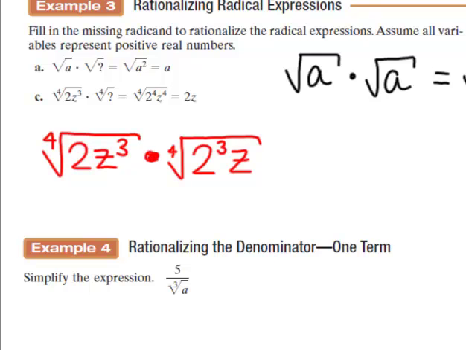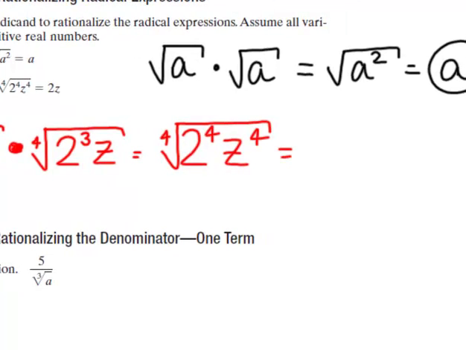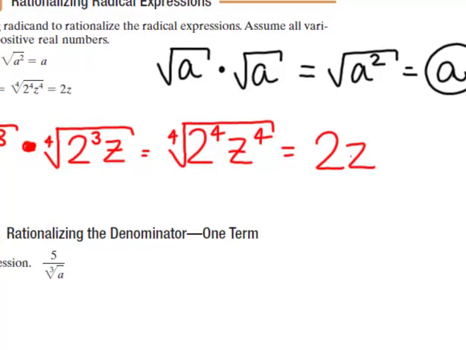And when we multiply these two things together, we get the 4th root still. 2 times 2 cubed gives me 2 to the 4th. Z cubed times z gives me z to the 4th. And now I can rationalize these. The 4th root of 2 to the 4th is just 2, and the 4th root of z to the 4th is just z.